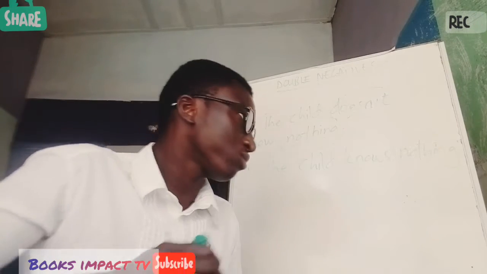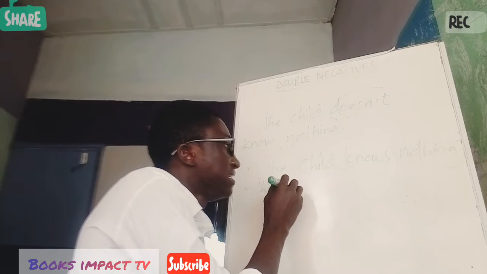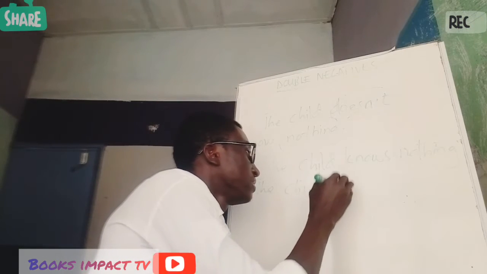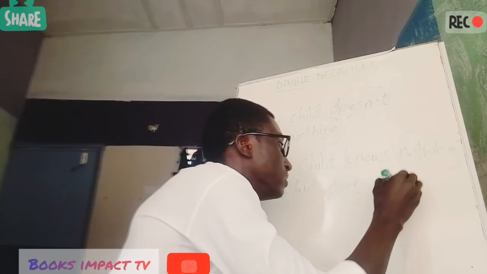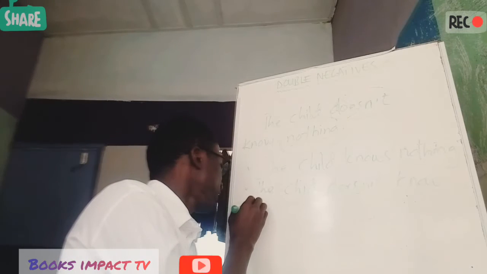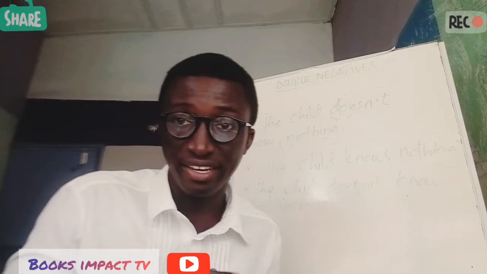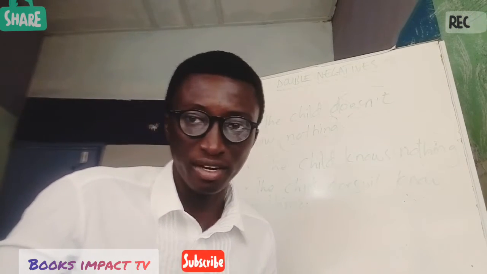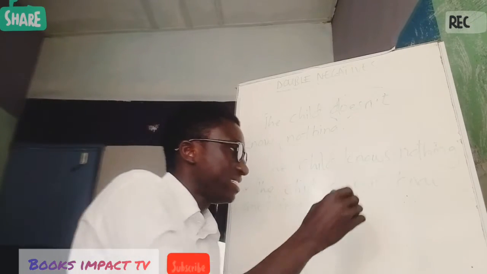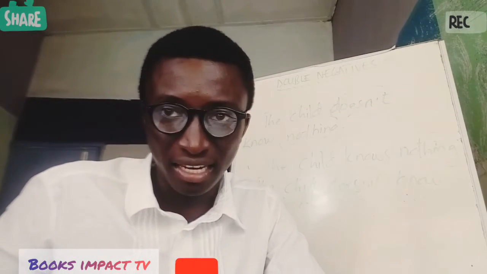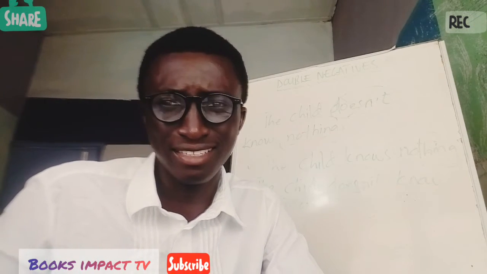Or you can also write it as, "The child doesn't know anything." Now, "anything" is not a negative word. So you can either write "The child knows nothing" or "The child doesn't know anything." I think it's very simple, right?